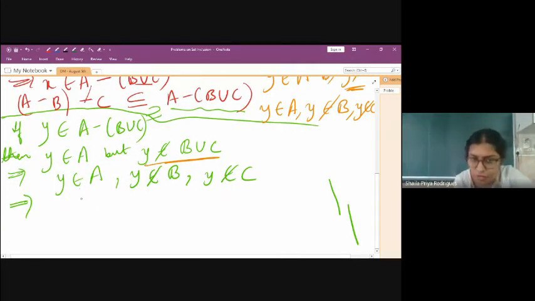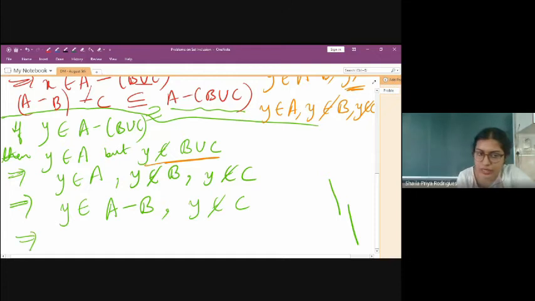So if y belongs to A but does not belong to B, it means that y is a part of A minus B, by the difference A minus B. And we still have y not belonging to C, you write it as it is. Next, this means that if y is a part of the set A minus B but not a part of the set C, then y is a part of the set A minus B minus C.